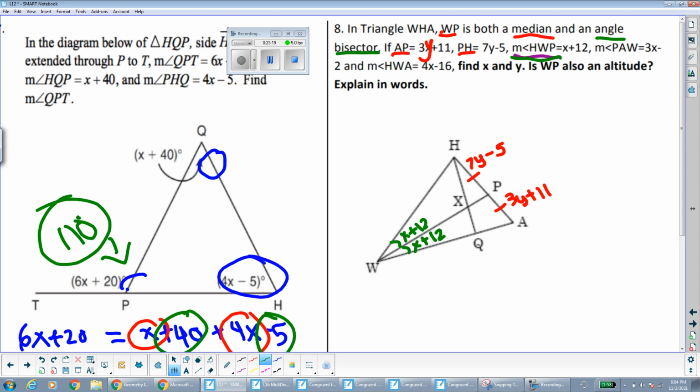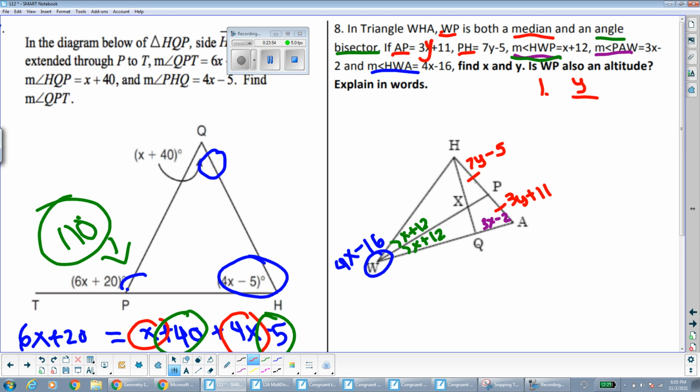We have an angle bisector. And they also tell us that angle PAW, that's over here, is 3x minus 2. And that angle HWA, that's this whole entire angle, is 4x minus 16. So first let's find y, and then we'll find x. So let me do y in red. So I'm going to write here that we're finding y.